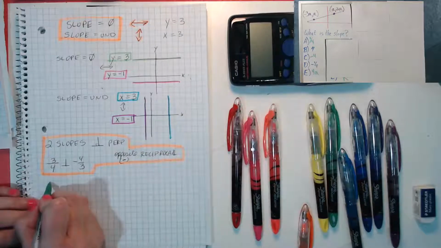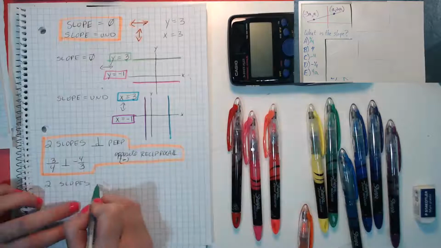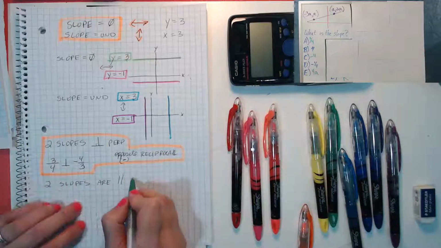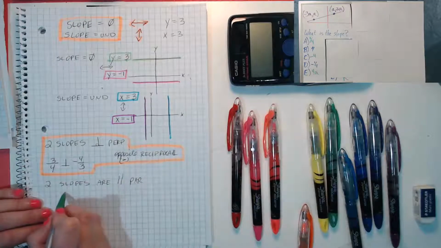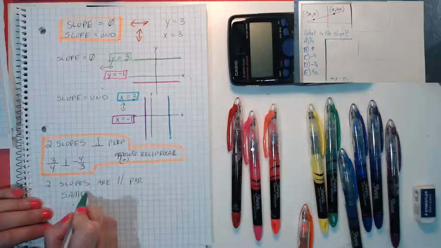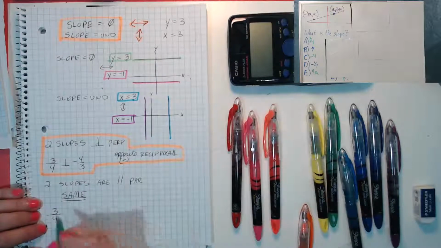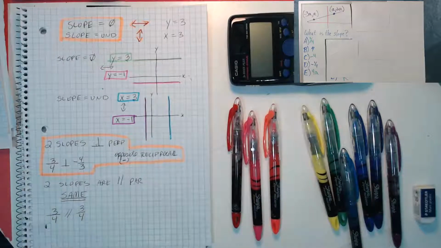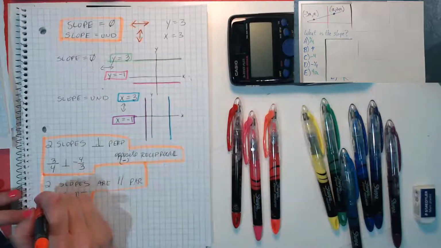The easy one is if two slopes are parallel, then they are the same. If a slope is 3/4, the parallel slope is 3/4. This is also a huge cheat for the SAT. These are very common.